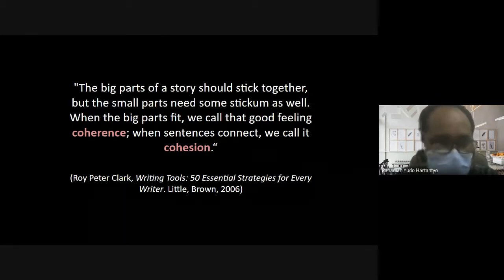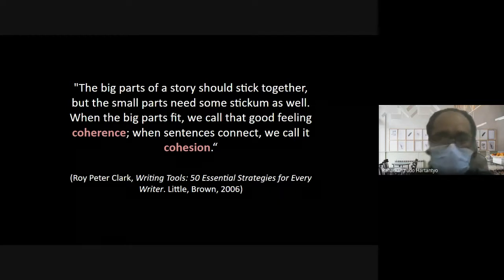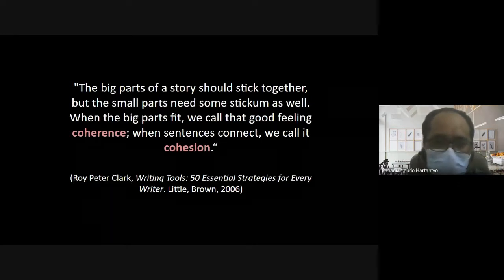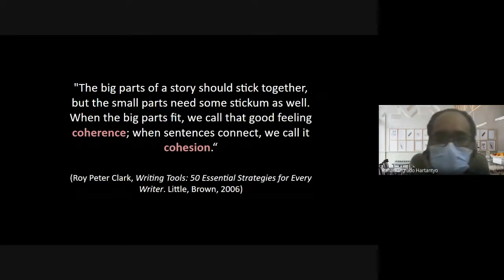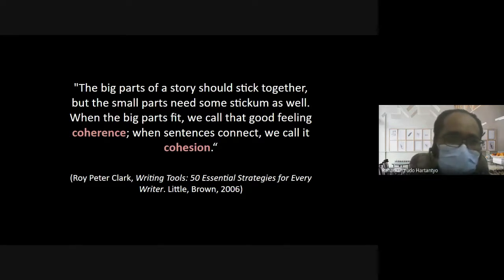Roy Peter Clark: the big parts of a story should stick together, but the small parts need some stickum as well. When the big parts fit, we call that good feeling coherence. When sentences connect, we call it cohesion. So we have to underline these words: coherence and cohesion. Two terms that we will discuss today. Okay, next slide.